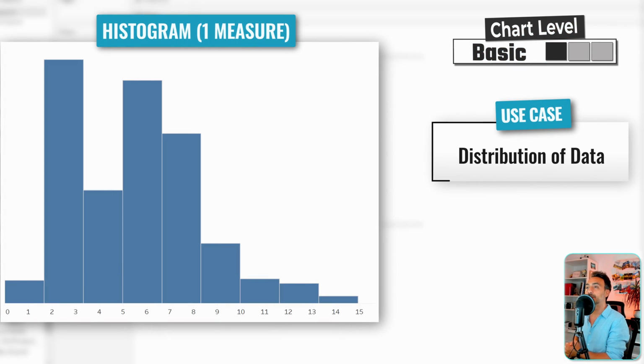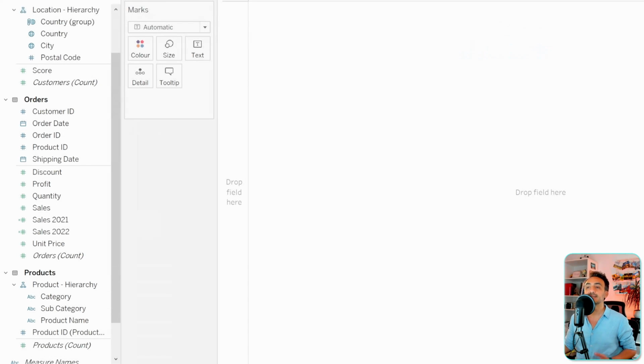Okay, so now we're gonna learn how to create histograms in Tableau. There are two ways, one quick way and one advanced way. The quick way is if you have one measure, the advanced way is if you have two measures. Histograms are a really great way to show the distribution of your data using bar charts. So let's see how we can do that.